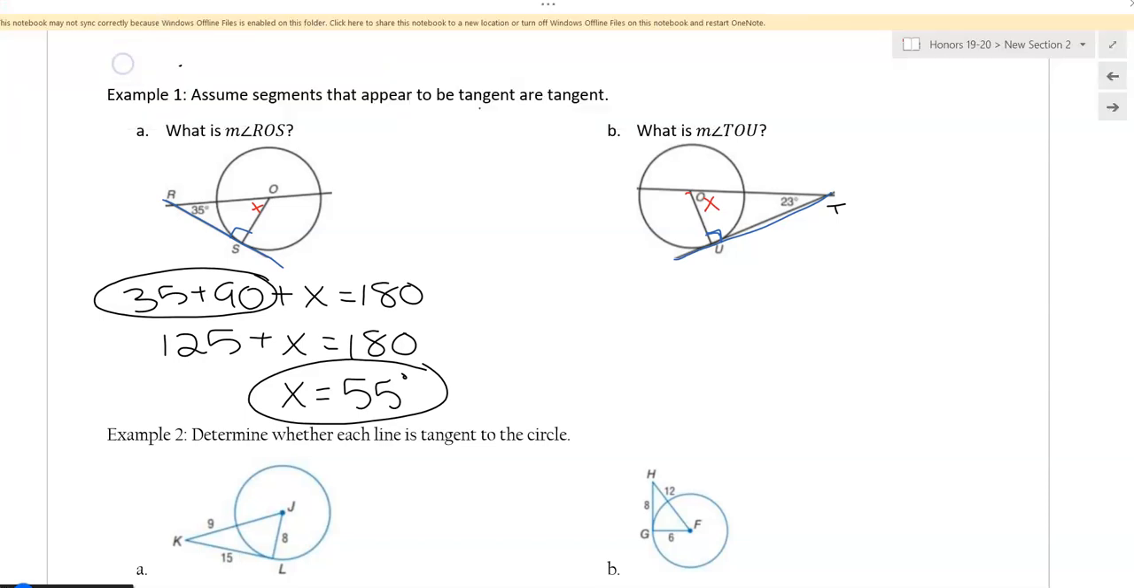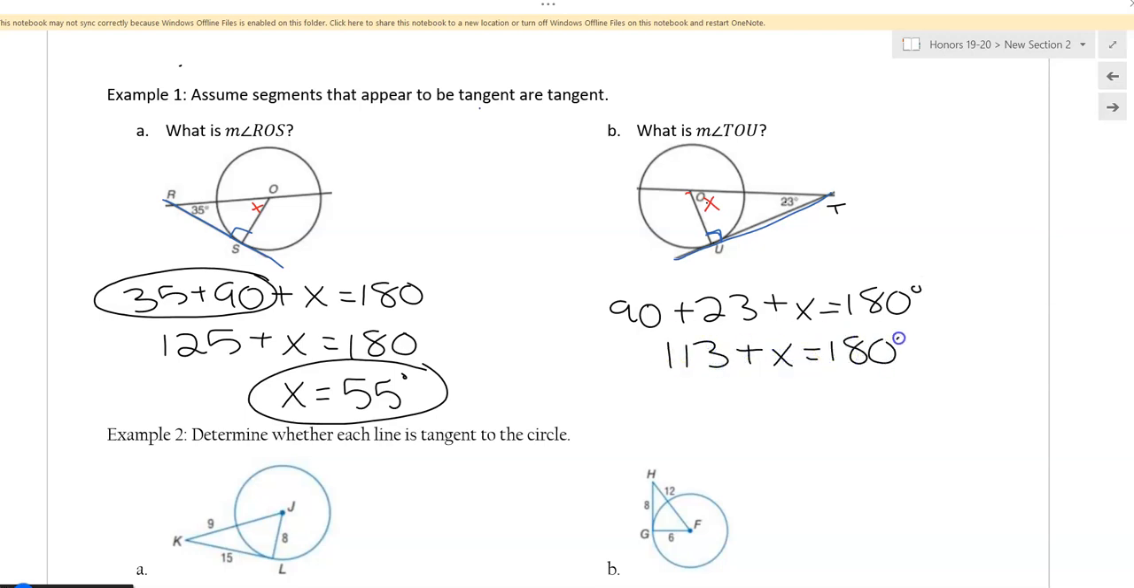Then, same thing, right? 90 plus 23 plus x. Adding all three of these, since that's a triangle, it'll add up to 180. Just combining these, we get 113 plus x equals 180. If I were to subtract, 67 degrees. Okay.